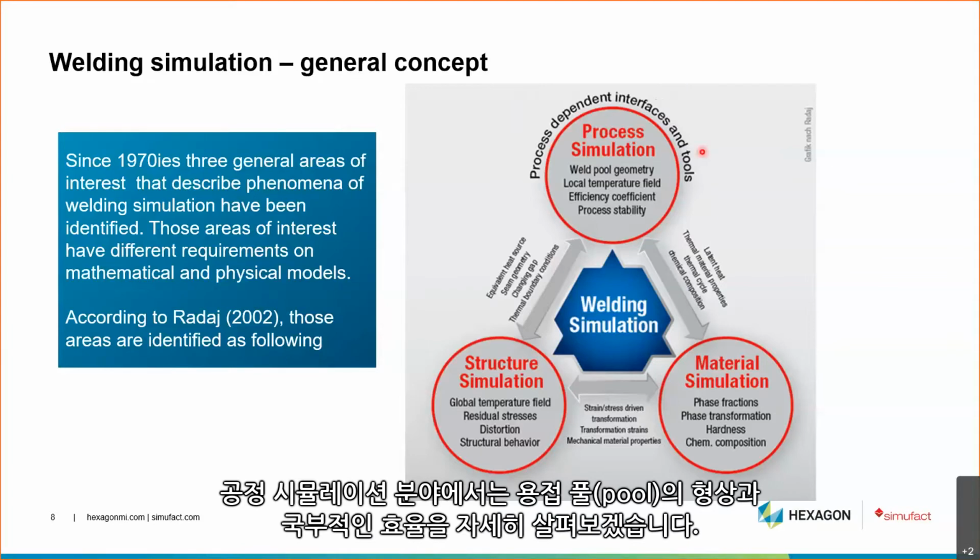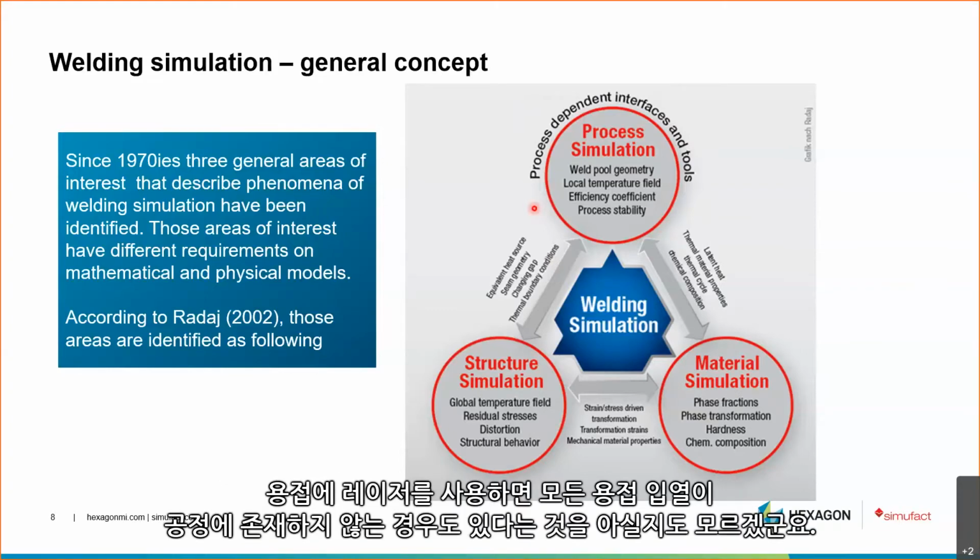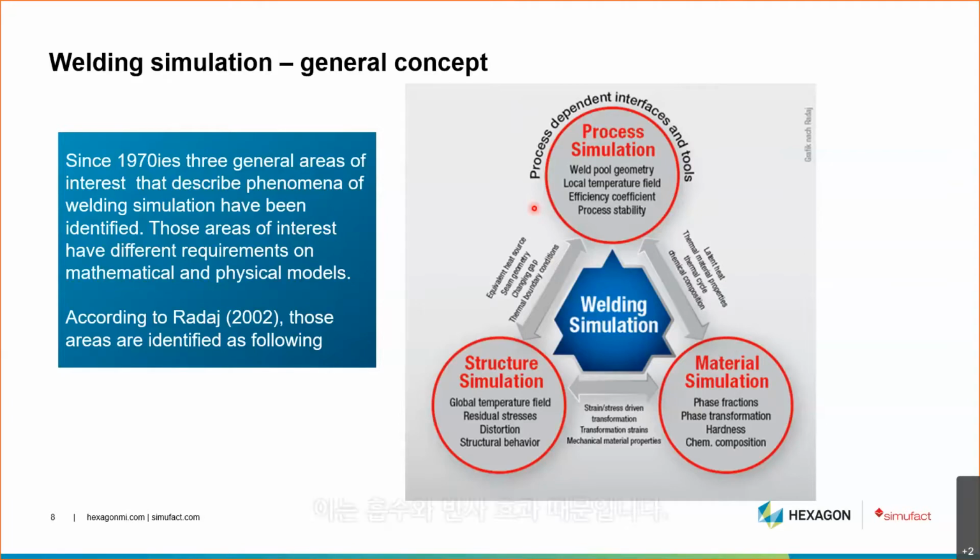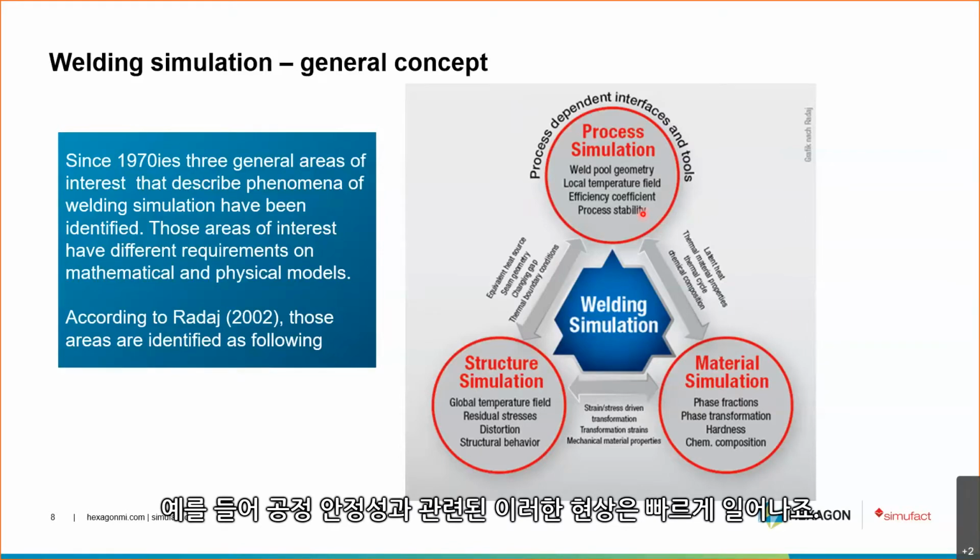We have the process simulation area, where we take a close look into weld pool geometry, local temperature fields, and efficiency. You might know, if you use, for instance, a laser for welding, that not all the energy you input in your process is really present in the process itself, because of some absorption and reflection effects. And there is process stability, for instance something like humping if you weld too fast.